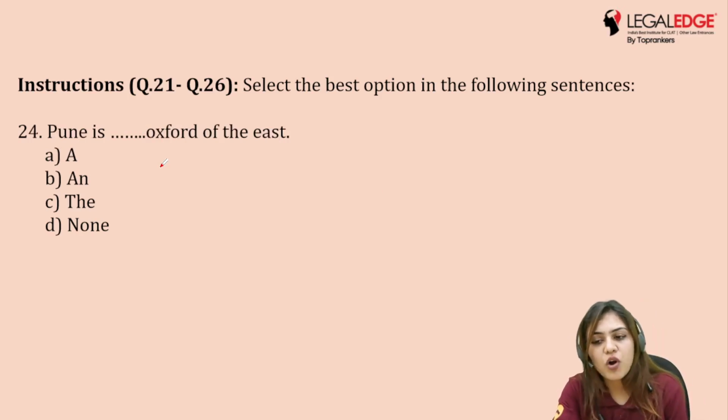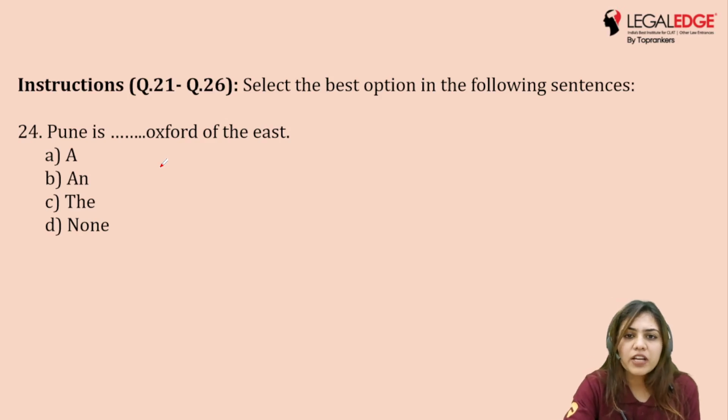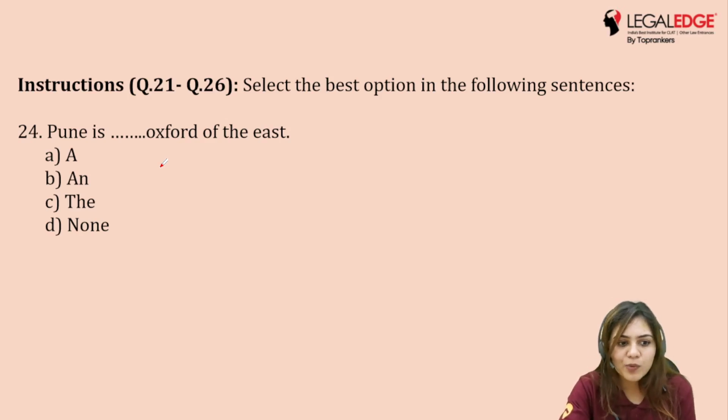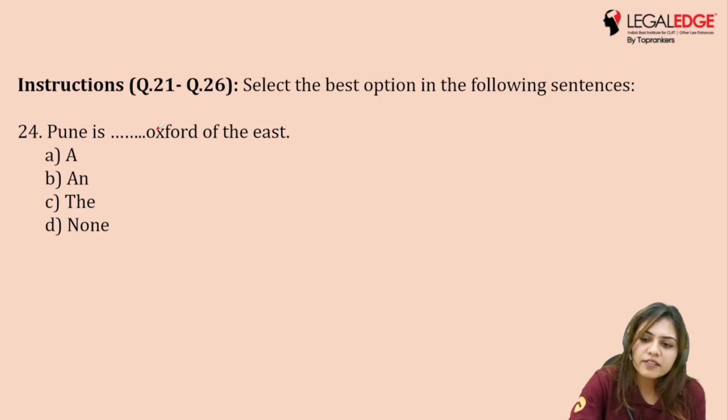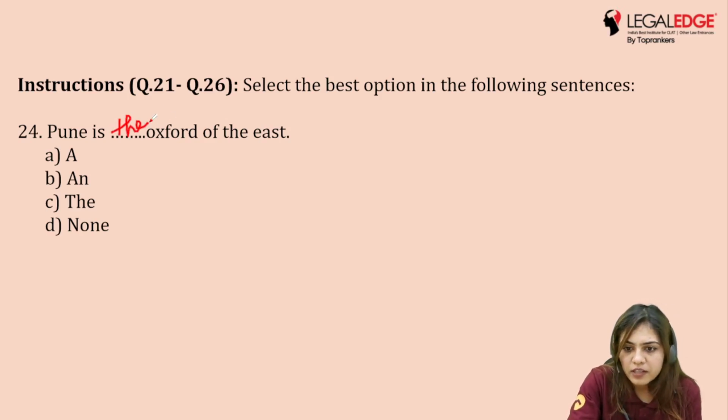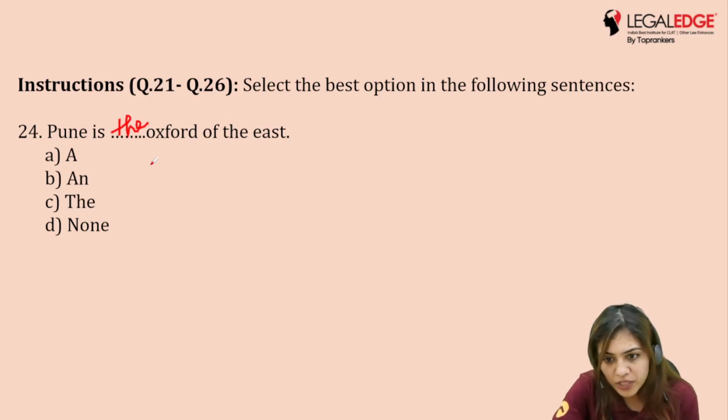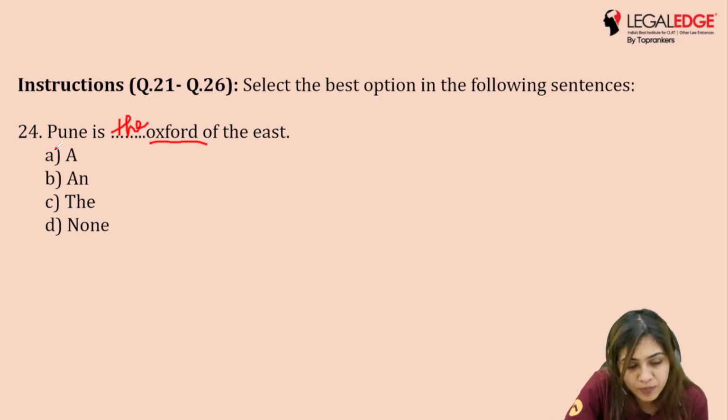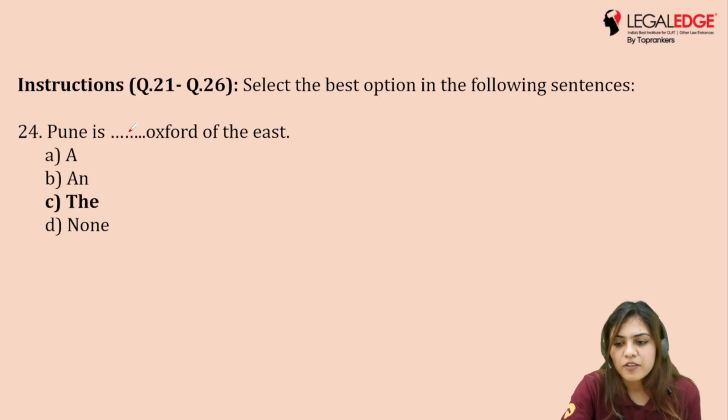Pune is dash Oxford of the East. When we compare one thing to a distinguished other thing, always remember the should be the answer. क्योंकि this is a distinguished thing which is being compared to this. तो उसके लिए हमें the लगाना ही पड़ेगा. For example, he is the Sachin Tendulkar of our team, like that.